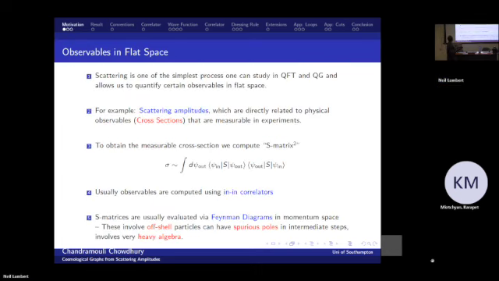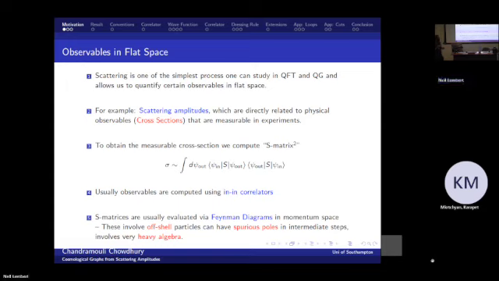Excellent. Very good. So let me start with some very brief motivation about why we care about observables. I'm sure everybody knows all of this. As all of you know, scattering is one of the simplest processes that you can do in a quantum field theory or quantum gravity. And what it allows you to do is quantify certain observables in flat space. One such example that we all learn when we take a quantum field theory course is something called scattering amplitudes.